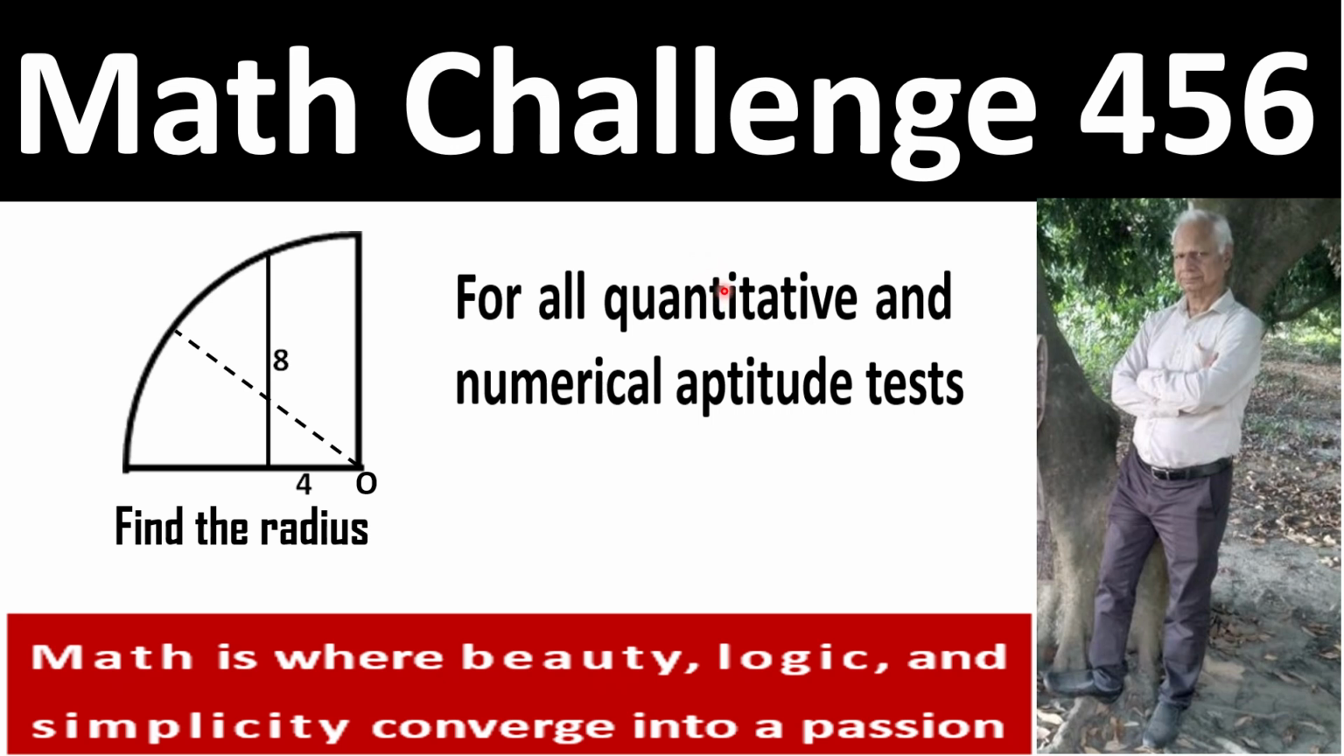In Math Challenge 456, we are given a quadrant, a vertical line 8 units in length, and it cuts the radius, part of which is shown as 4 units, and we have to find the radius of the quadrant. You can see the figure, a quadrant and a line intersecting with the radius. The segment lengths are marked, and we have to find the length of the radius. Math challenge 456.